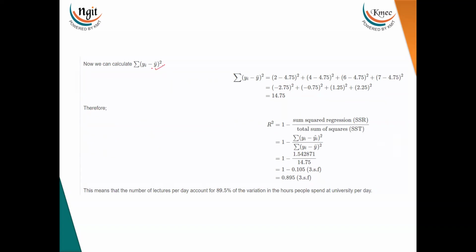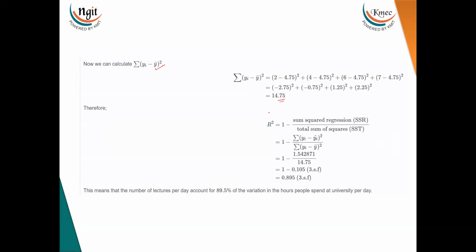Now, we have to find out (yi minus y bar) whole square. This y bar is nothing but the mean, as we know already. First, we need to find the mean of the y values. So y bar is sigma y by n. The mean of the actual y values, 2, 4, 6, 7, divided by 4, is 4.75. Now that yi minus y bar we have to calculate. We are going to calculate the summation of 2 minus 4.75, 4 minus 4.75, 6 minus 4.75, 7 minus 4.75. And when you square all these, the sum is 14.75.